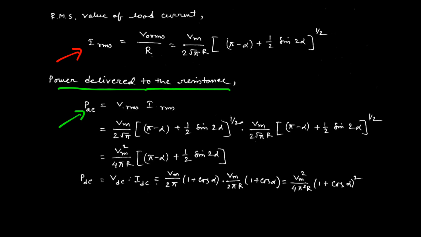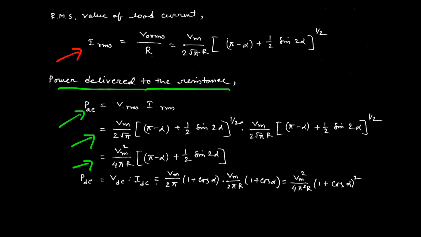Just we have put in the values: Vm by 2 root pi, under root, pi minus alpha plus 1 by 2 sin 2 alpha, and this part is IRMS, that means Vm by 2 pi R under bracket, pi minus alpha plus 1 by 2 sin 2 alpha, under root. So after calculating this expression, we have the value Vm square by 4 pi R, pi minus alpha plus 1 by 2 sin 2 alpha.